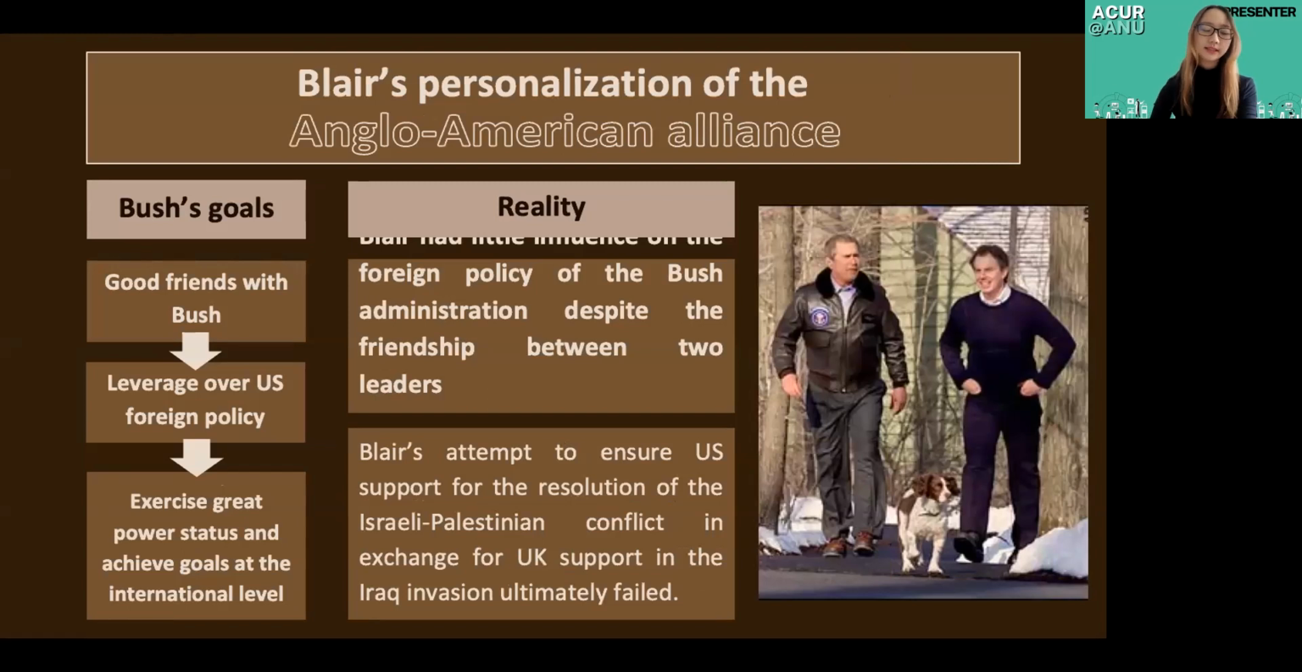Instead, BM emphasizes the importance of Blair's personalization of the Anglo-American alliance. Blair mistakenly equated a close relationship with Bush with leverage over US foreign policy. His goal was to become Bush's friend, use his friendship to exert influence over US foreign policy, then maintain his perceived influence over the US to exercise great power status and achieve goals at the international level. In reality, Blair had little influence over the Bush administrations.